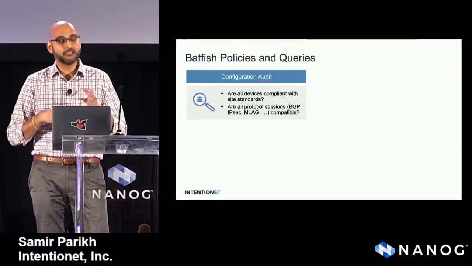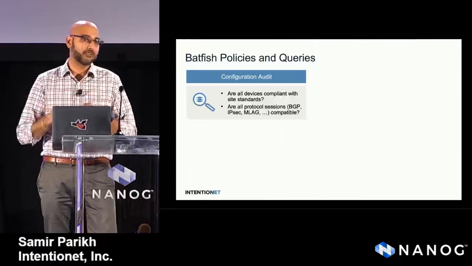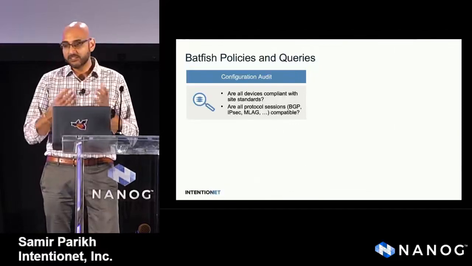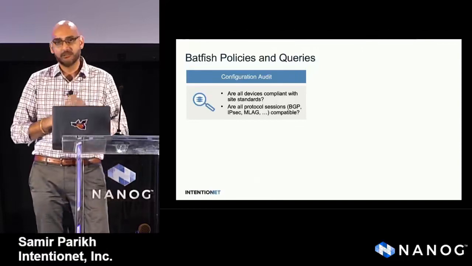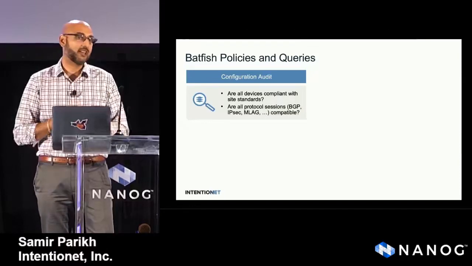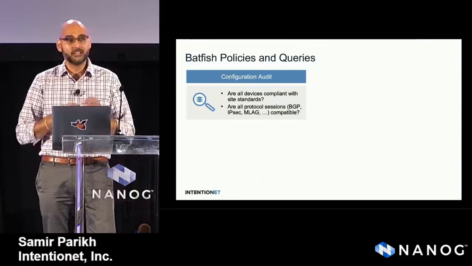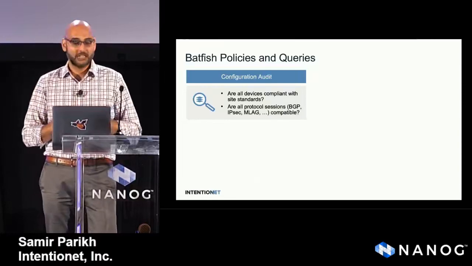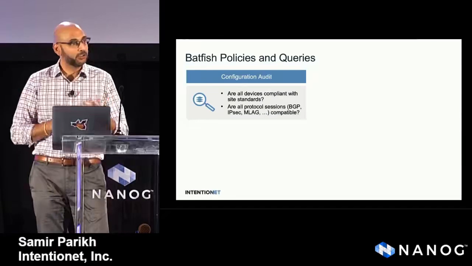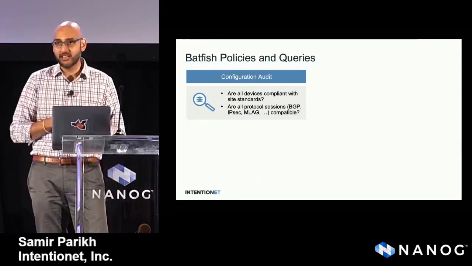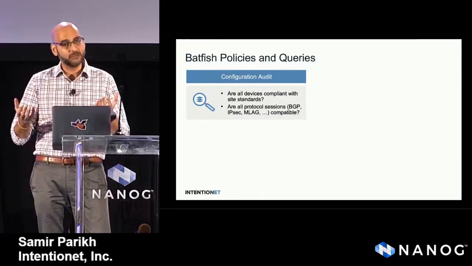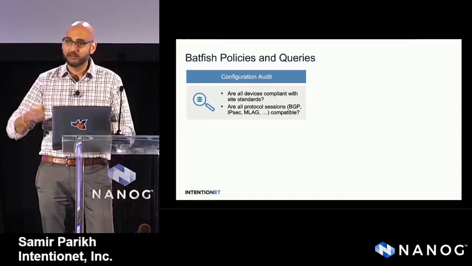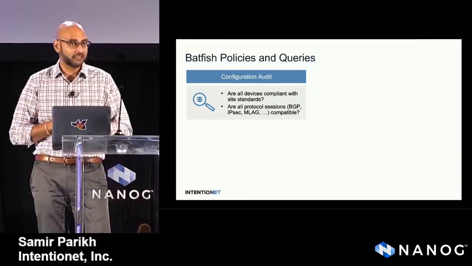From a category standpoint, there are four broad categories of queries and policies that you can interact with Batfish from. One is just configuration audits. So things like, are your devices compliant to a certain site standard? Does everybody use the same NTP server? Does everybody have the same DNS server configured? Then you can do analysis on protocol sessions. If you've got IPsec tunnels into the cloud, do I have key pair matching between my on-prem and IPsec endpoint and the cloud endpoint? Or is my MLAG configuration correct?